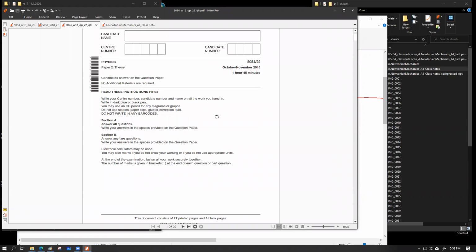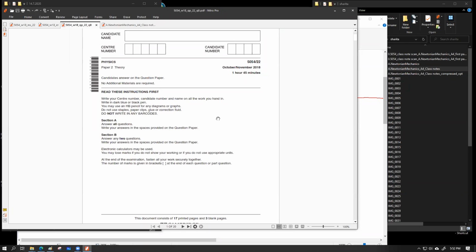So have a look. Section A, answer all questions. Write all your answers in the spaces provided in the question paper. Section B, answer any two questions. Write your answers in the spaces provided in the question paper. Electronic calculators may be used. You may lose marks if you do not show your working or if you do not use appropriate units. At the end of the examination, fasten all of your work securely together, which is basically not essential.